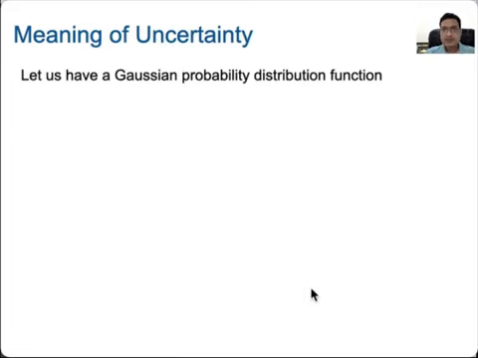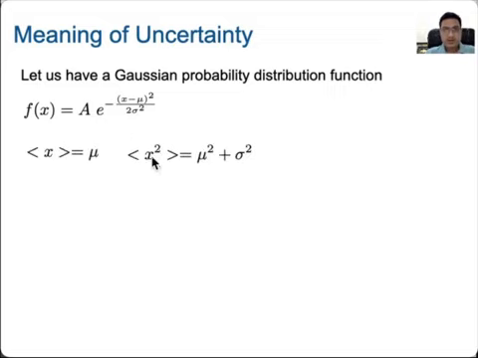Okay, so now with all the definitions that we have just seen, let's consider a Gaussian probability distribution function. Here we are now considering a distribution function of a Gaussian shape and not a Gaussian wave packet. Okay, so this is the difference that we have. So this is a distribution function. Okay, it has a mean value mu, and it has a standard deviation sigma.